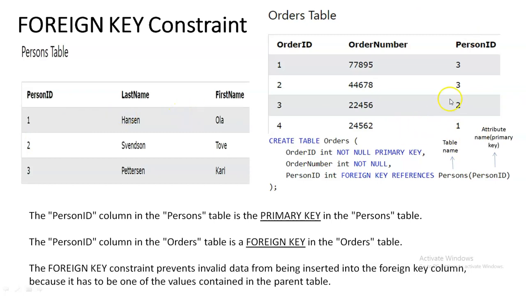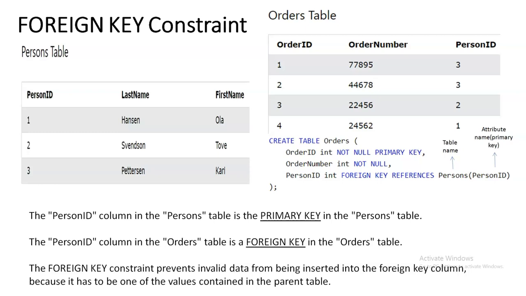Here you can see that in the orders table, the person IDs are 3, 3, 2, 1. So these values should exist in your base table. Here the person IDs are 1, 2, 3. For these 3 person IDs only, we have inserted the order values here. So this is accepted, satisfying the foreign key constraint.